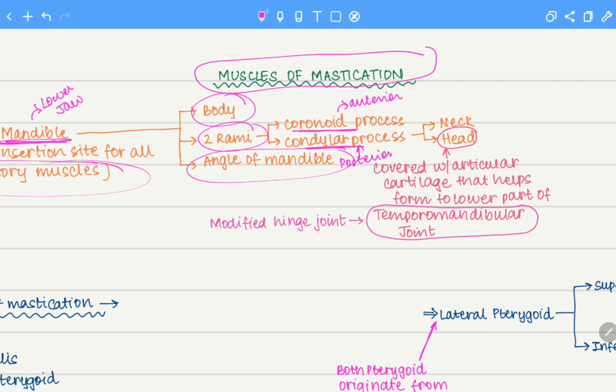Now, this condylar process can further be classified into the neck and the head. The head of the condylar process is covered with articular cartilage, and this articular cartilage will form the lower part of the temporomandibular joint. The temporomandibular joint is the jaw joint, which actually helps in opening and closing the mouth. It's a modified hinge joint. Now that we know the basics about the mandible, let's move on to the muscles of mastication.